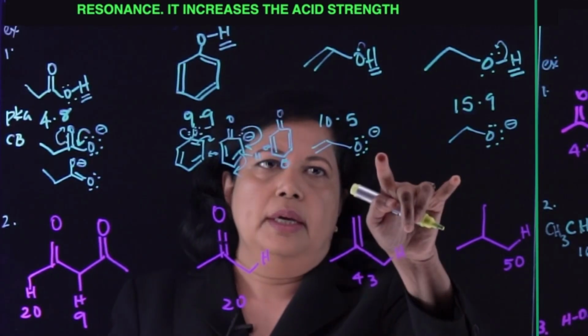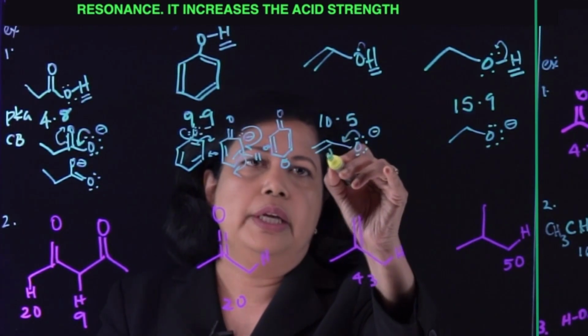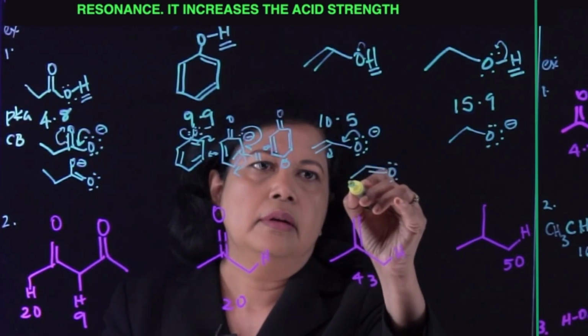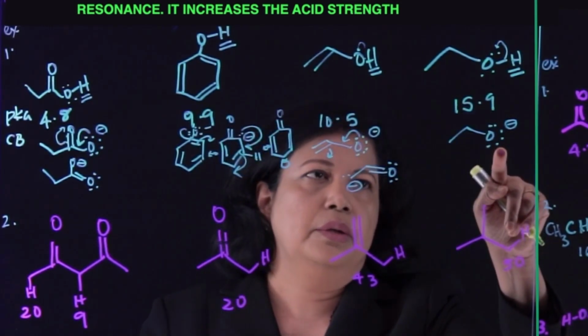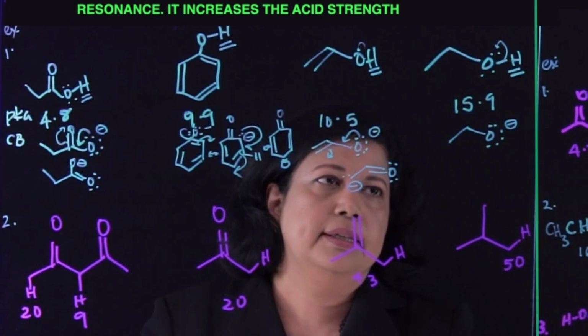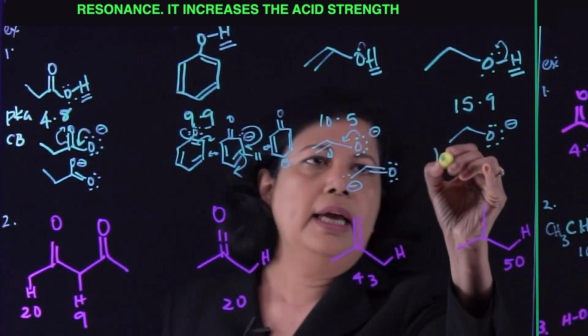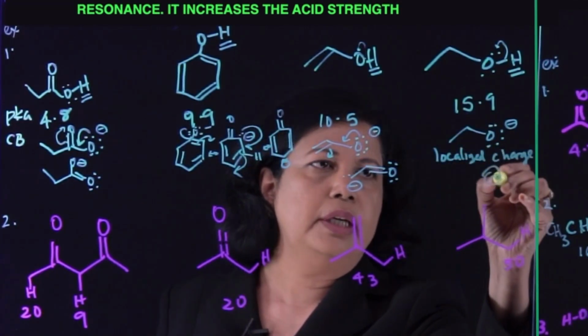Let's look at this one. This one is going to be just this going over here. And over here, this one's got no place to go. It's a minus sitting there. Localized. So localized charges are bad. That means they're really unhappy.